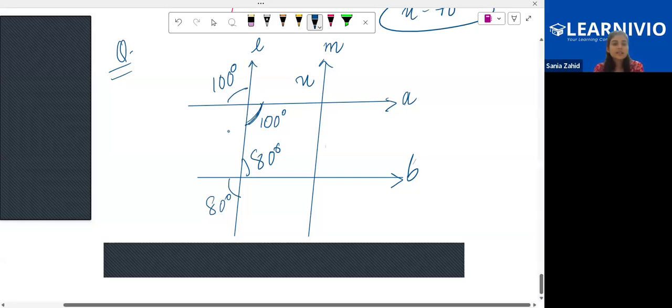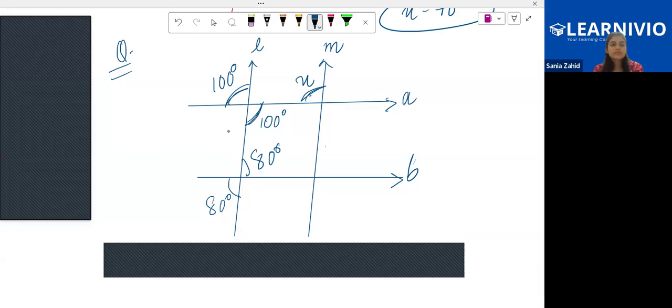Angle x and this 100 degrees, what kind of angles are they? What kind of angles are x and 100? Tell me what kind of angles are x and 100? Corresponding. Razan and Harmeen, don't you both know that they are corresponding? Yes, ma'am.